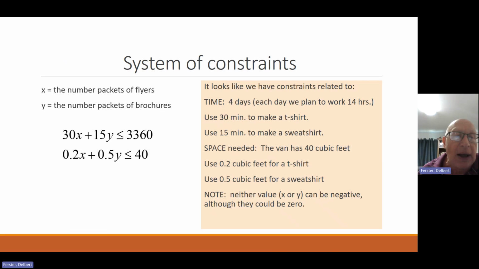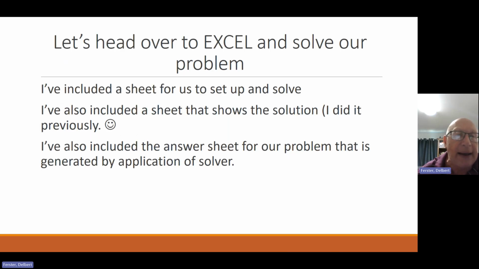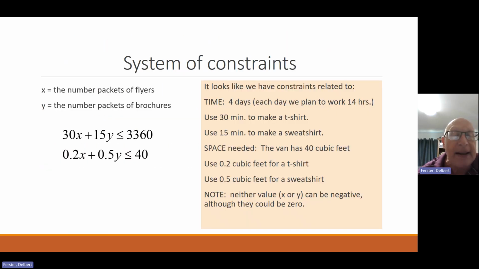The second of those constraints says space. It's all about space. It's going to take 0.2 of a cubic foot for each t-shirt and 0.5 of a cubic foot for each sweatshirt, and the total amount of space can't exceed 40 cubic feet. And those last two, X and Y, can't be negative. I didn't include them, but they would be constraints that we'll just indicate in Solver. So there are our constraints. This time we've got 4, but 2 of them are kind of implicit in the fact that we don't want a negative amount of t-shirts or sweatshirts.